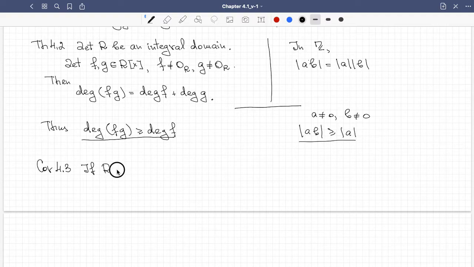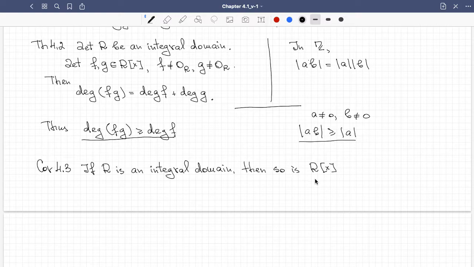If R is an integral domain, then so is the ring we constructed, the polynomial ring with coefficients in R.